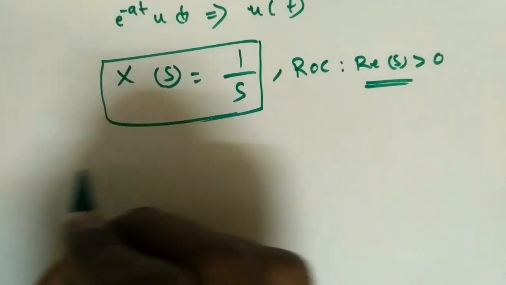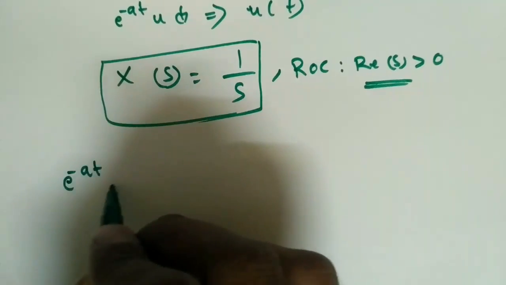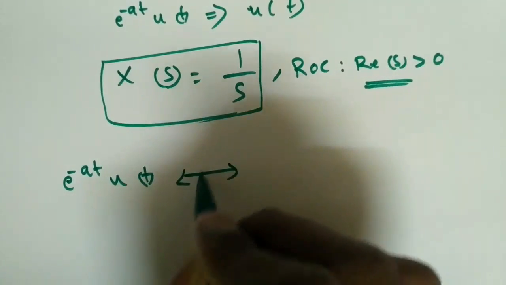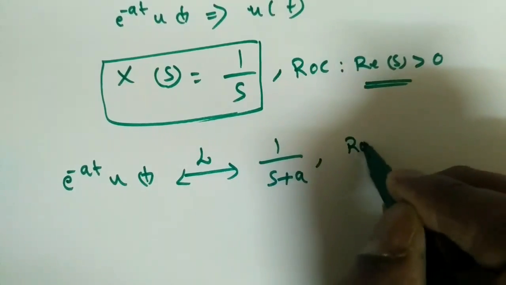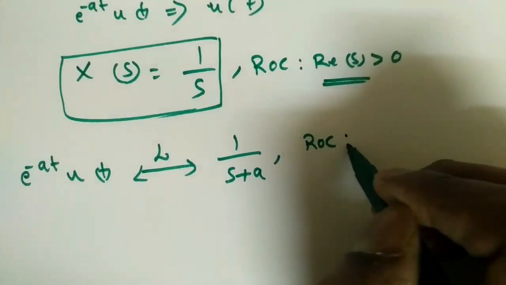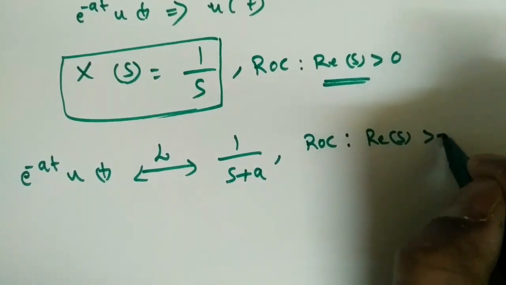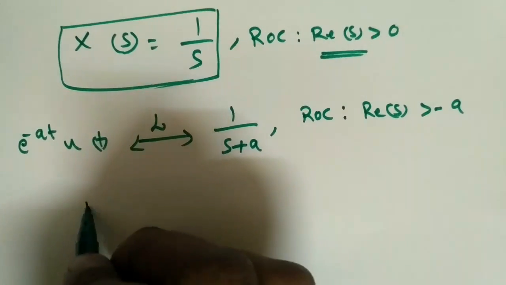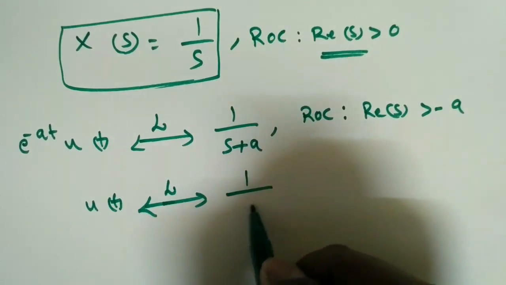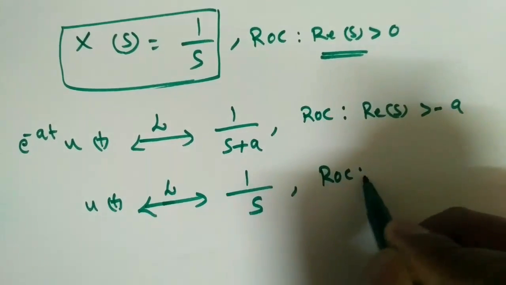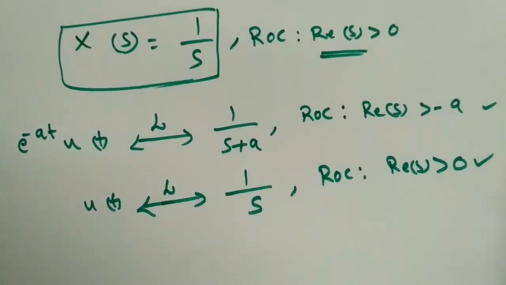Now we have two signals' Laplace transforms. First, e to the power minus at u of t. What is the Laplace transform? 1 by s plus a, and the ROC. Don't forget to write the ROC. We always have to write the ROC, that is real of s should be greater than minus a. Now one more: u of t, whose Laplace transform is 1 by s only, and the ROC is real of s greater than 0, right?